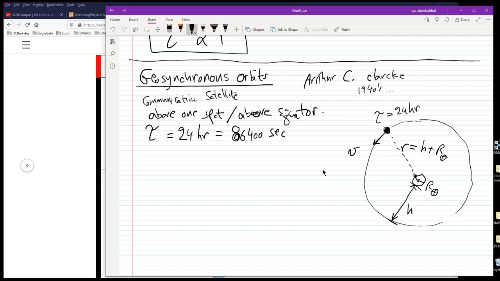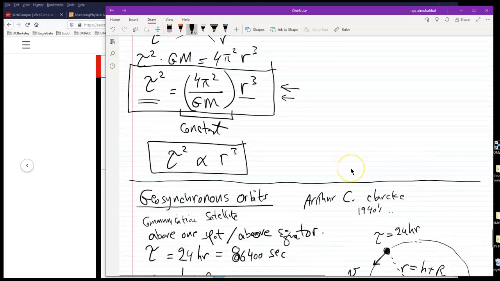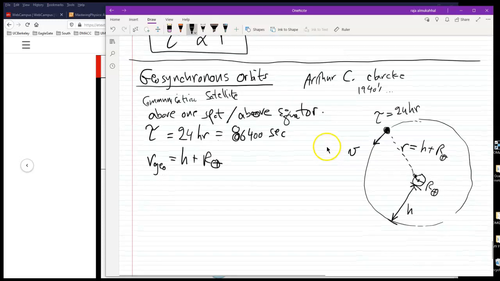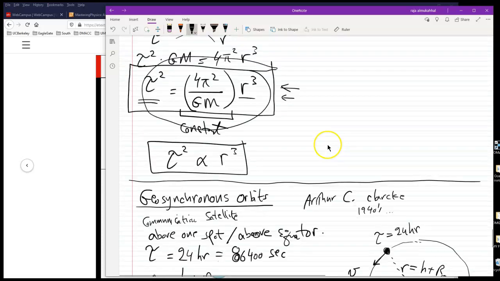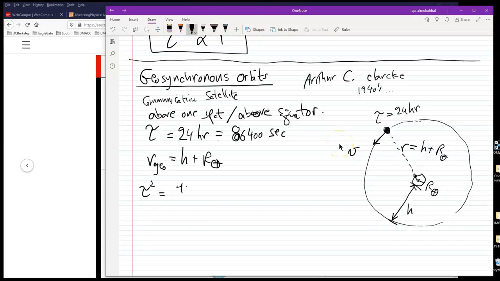Okay. So I can call it R geo, which is equal to the height plus the radius of the Earth. Suppose that I'm interested in finding how high it is. I want to use Kepler's third law. So I have this formula right here. Let me write it down for you again. It basically says tau squared equals 4 pi squared over GM r cubed.